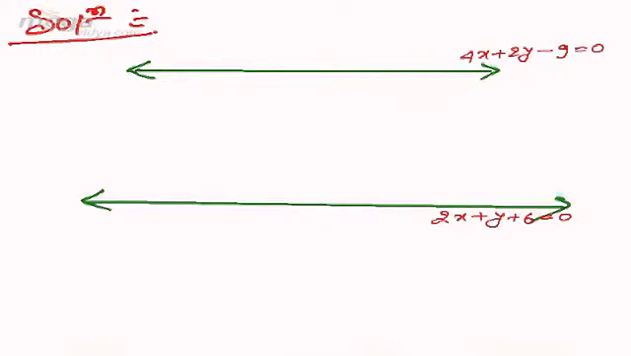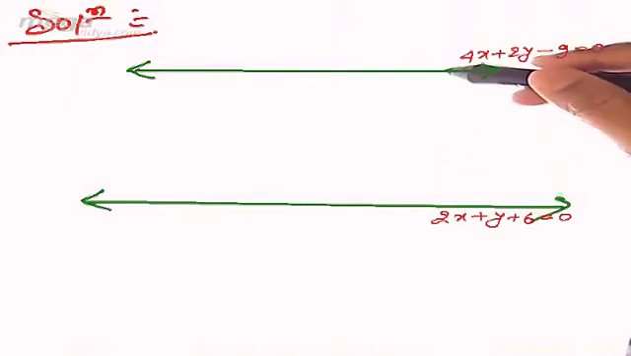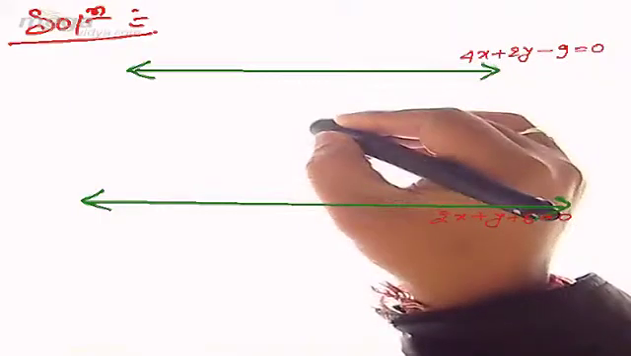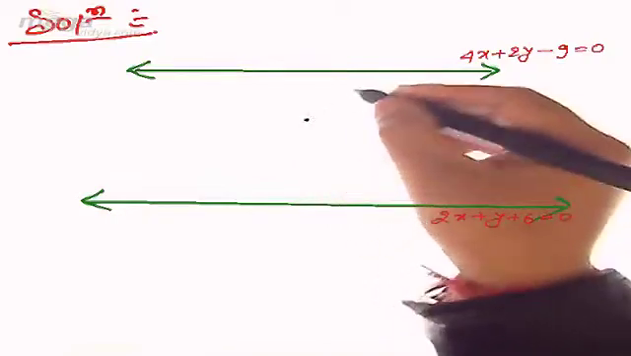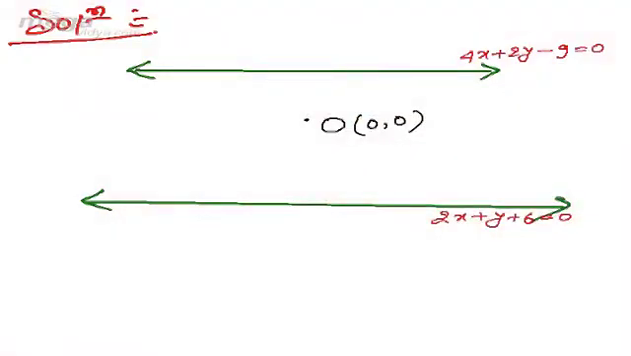Student, you can see here the c is minus 9 and this c is plus 6. Whenever you have c with the opposite sign, always remember the origin will lie in between these two lines. So the origin should lie here, anywhere but in between these two. Suppose this is the origin whose coordinate is 0, 0.